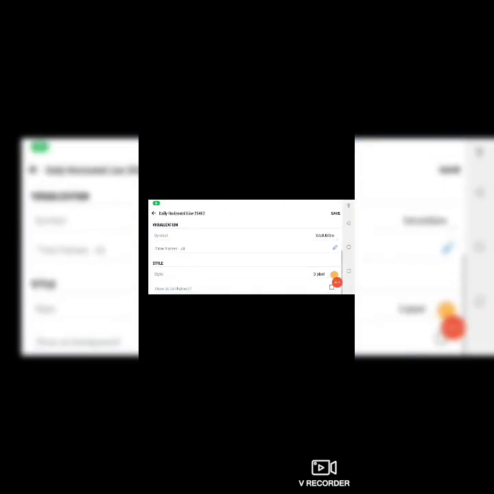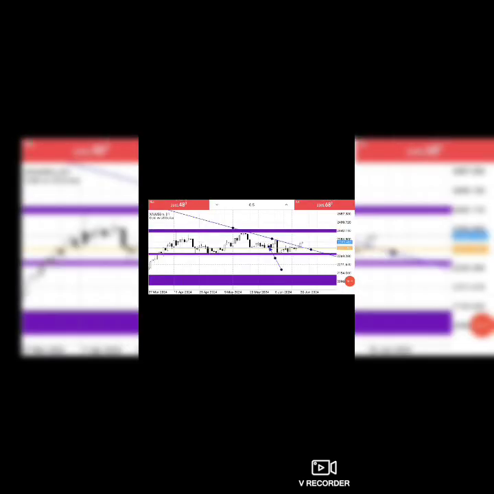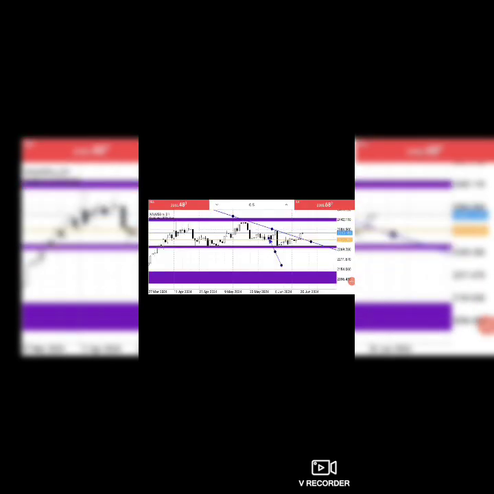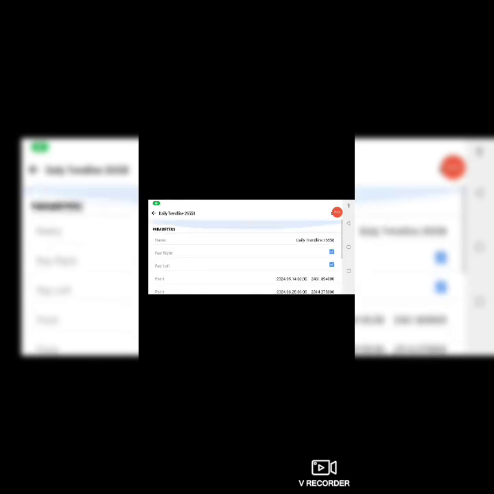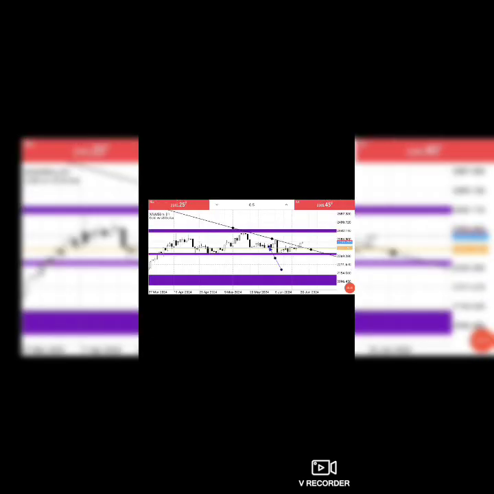Let's change the color of this to black. So we still have some time to go. So this is also a trend line. You know that this is a trend line. So gold broke in the daily time frame. Gold broke above this trend line. How do I know? This candle closed above this trend line.